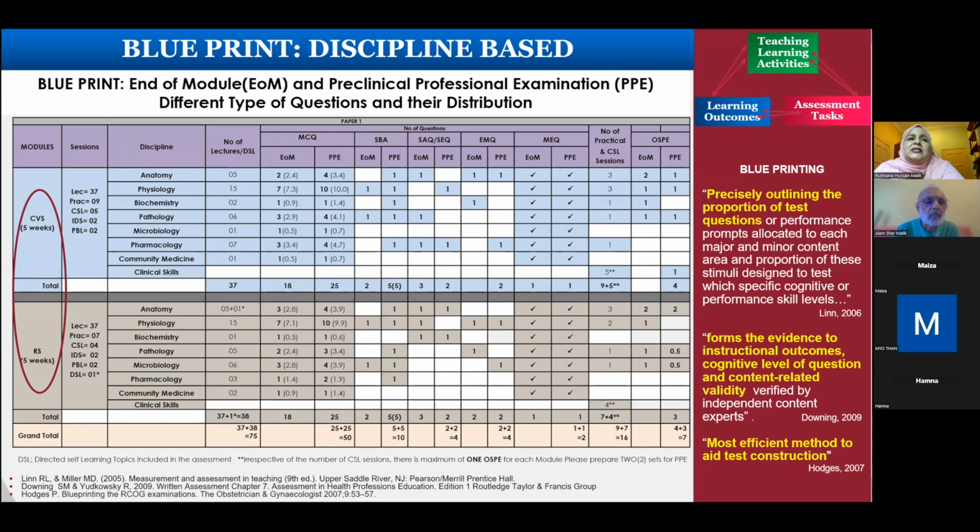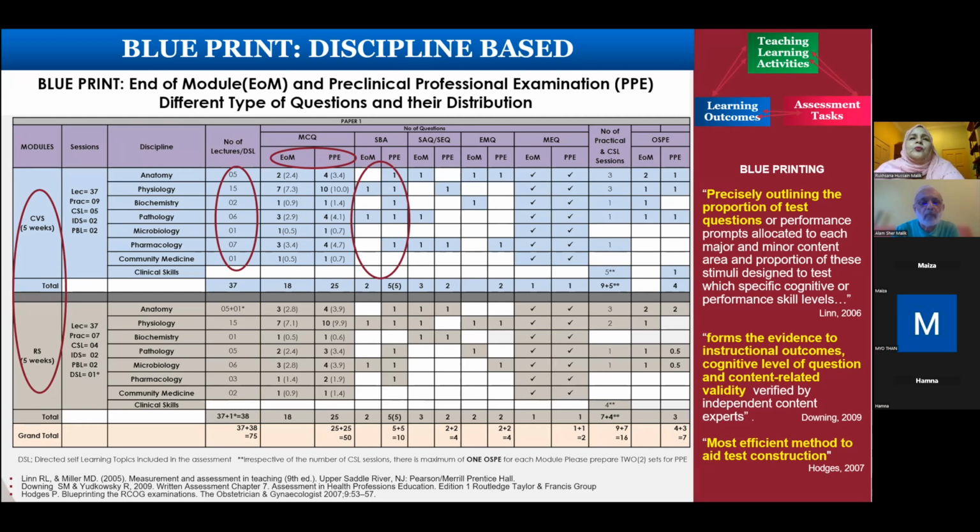It comprised the CVS and the respiratory system modules. Both of those modules were 5 weeks each. The subjects which were taught were anatomy, physiology, biochemistry, pathology, the usual ones, along with community medicine and clinical skills. The number of lectures taken by these disciplines in these modules were identified and tabulated, and according to those, the questions which will appear from the different disciplines were calculated according to their input.